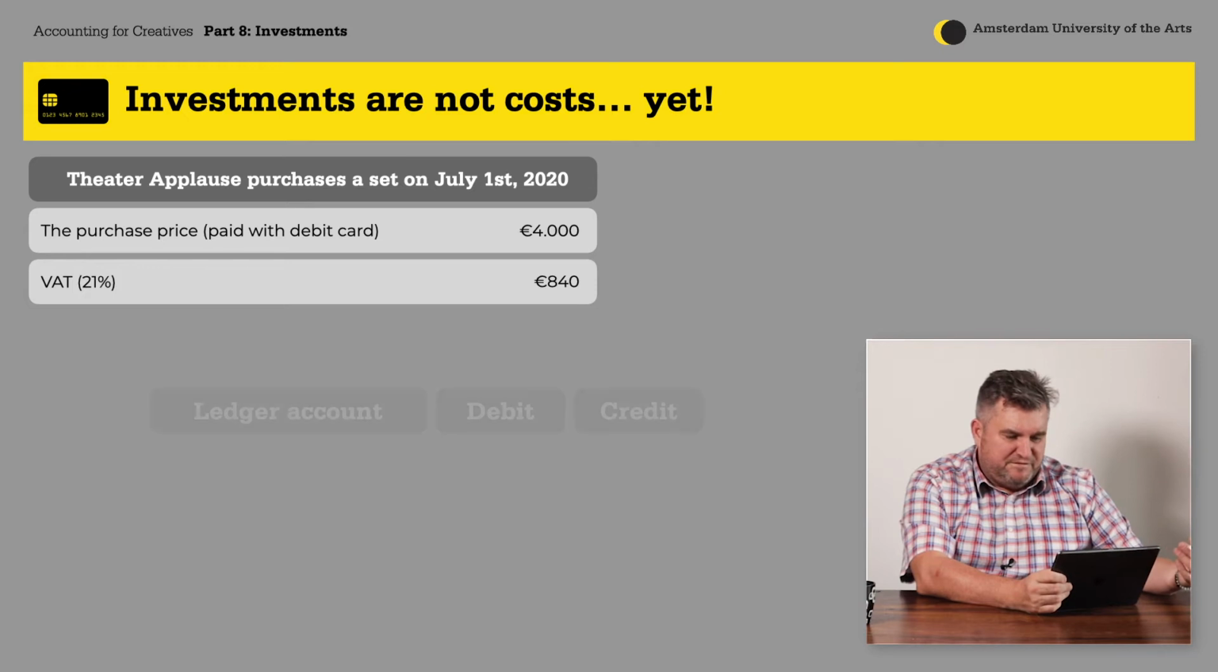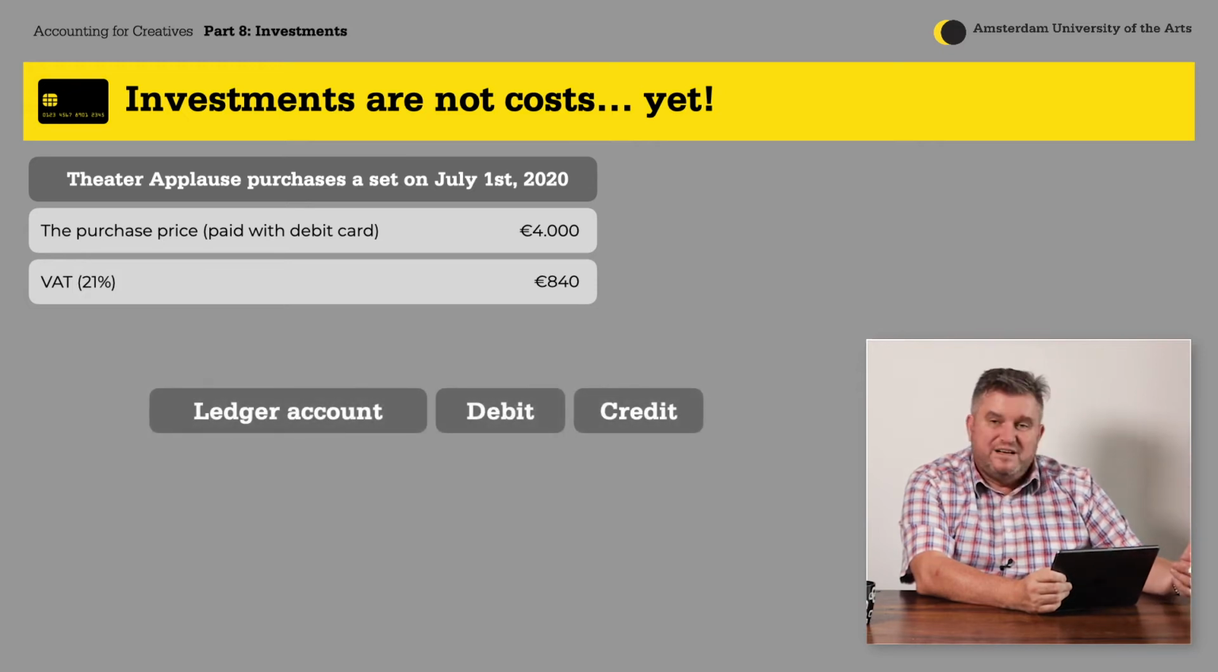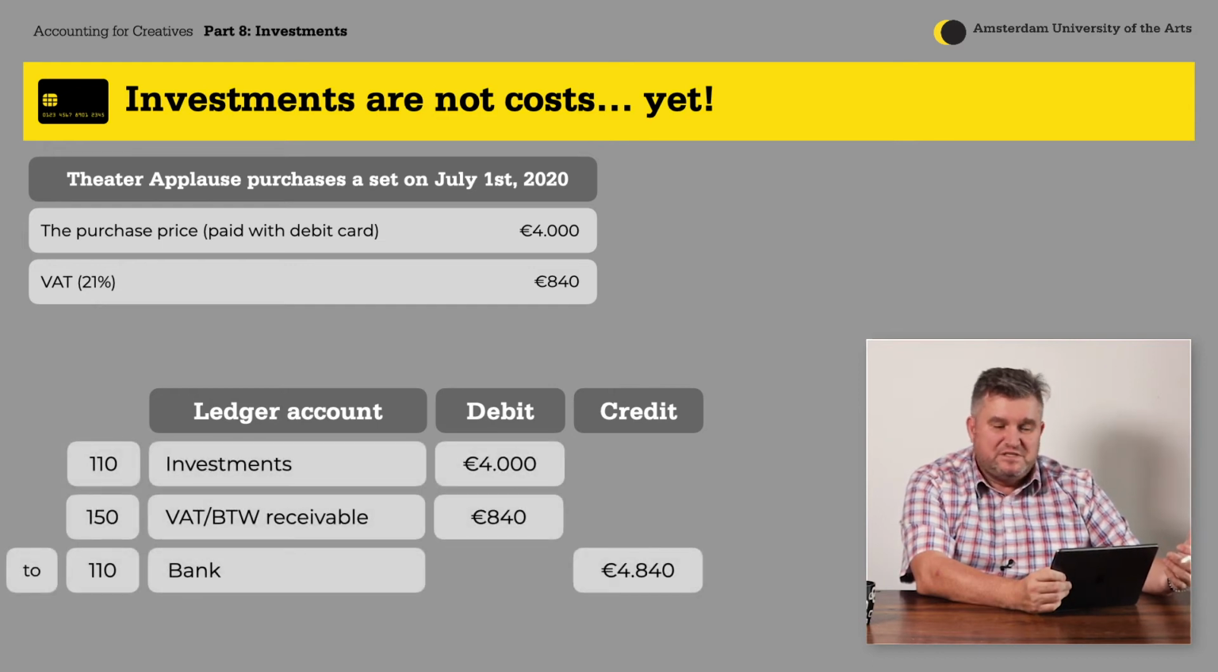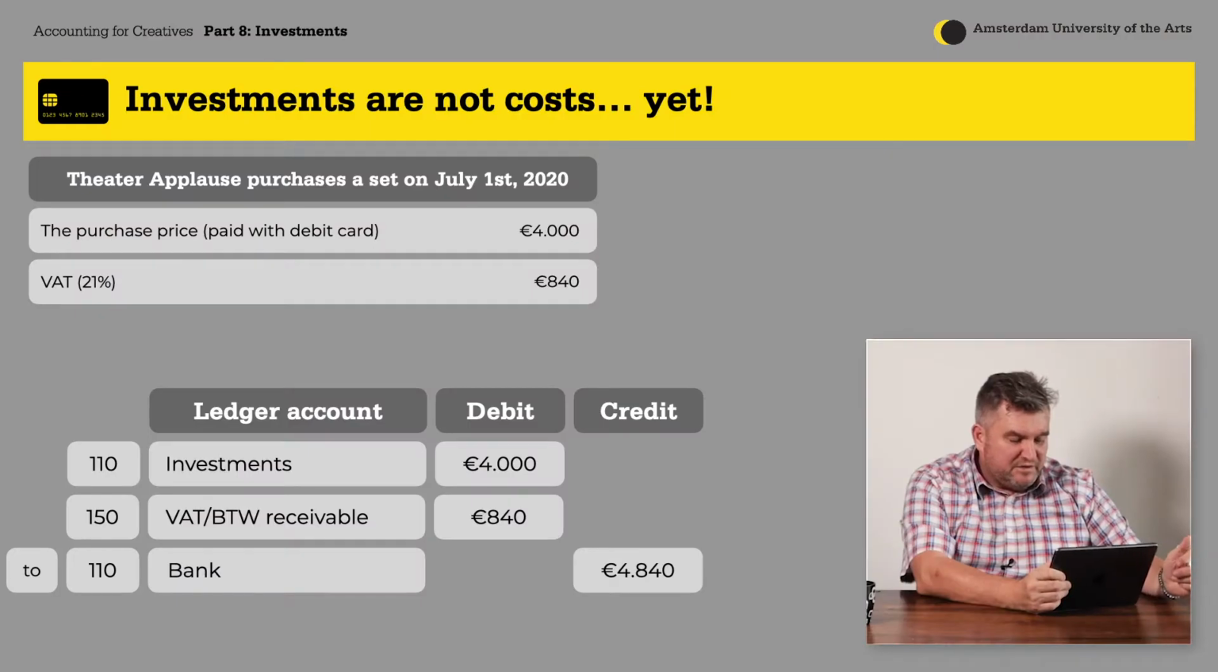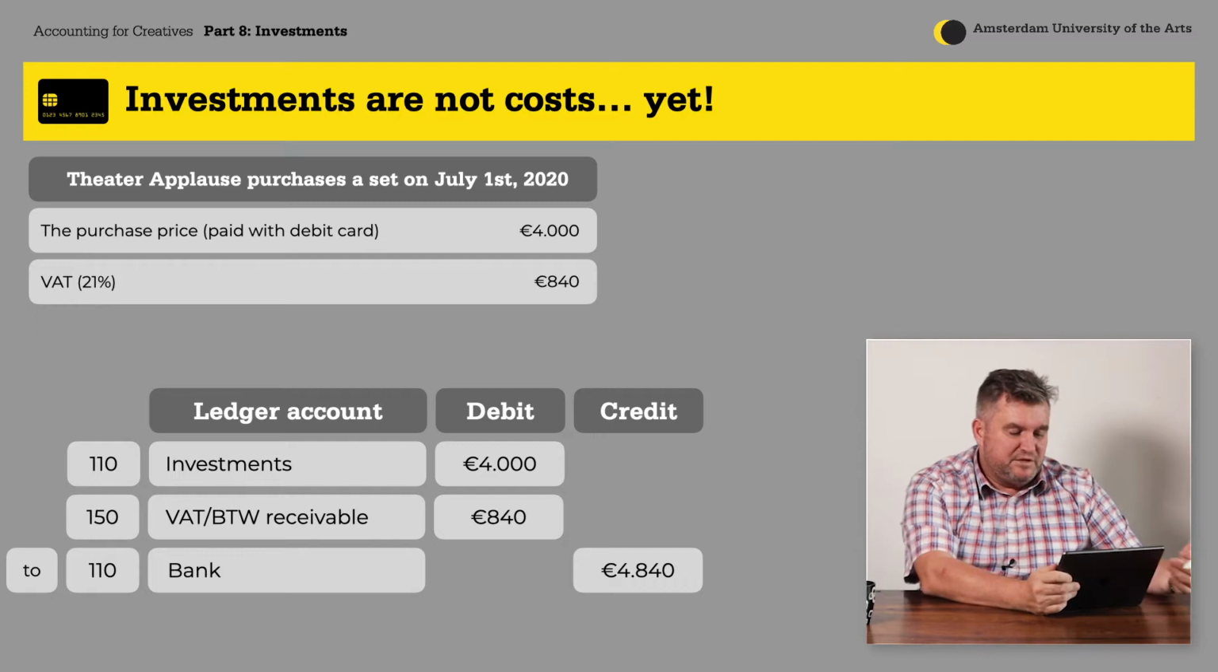But how do we put this in our balance sheet, in our journal? Well, we have this special ledger account called investments, and it can be investments in general, or in this case we also could decide to call it sets or inventory or something similar. But I choose investments, and it's for the amount of 4,000 euros, the purchase excluding VAT. Of course we have to book also the VAT receivable, 840 euros, also on the debit side, because the claim on the tax authorities is increasing.